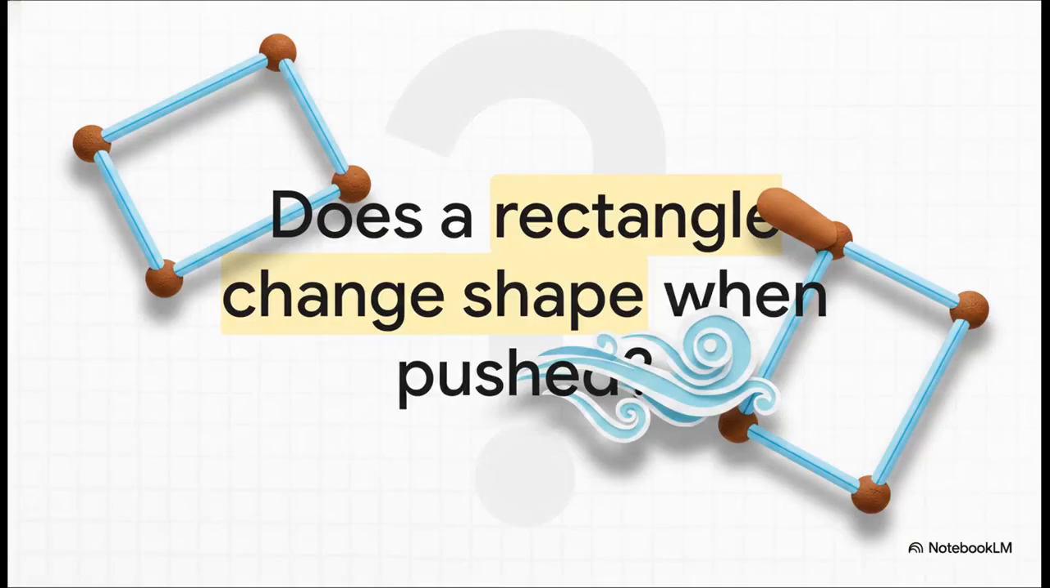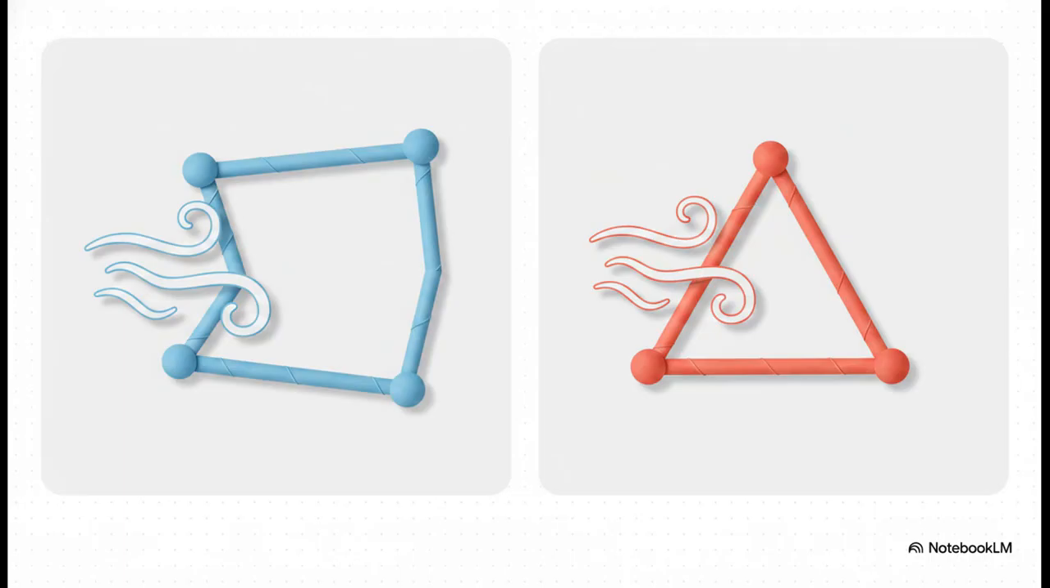Let's test it out. Imagine you build a really simple rectangular frame out of, say, drinking straws and little balls of clay at the corners. So it has 4 perfect right angles. Now, what happens if the wind blows, or if you take your finger and just gently push hard against one of the top sides of that straw rectangle? Well, no surprise, the rectangle completely collapses.